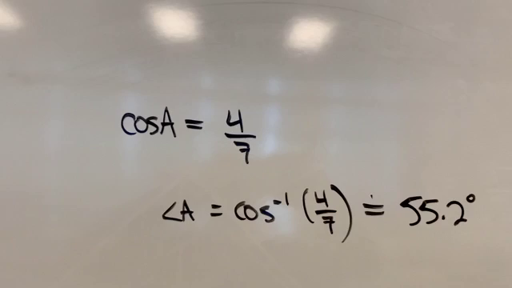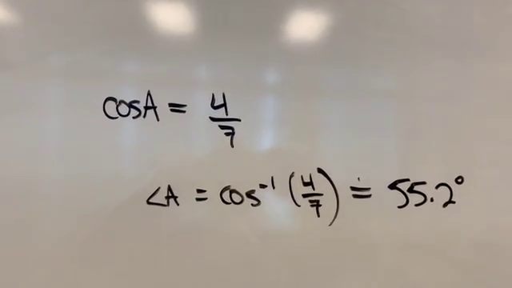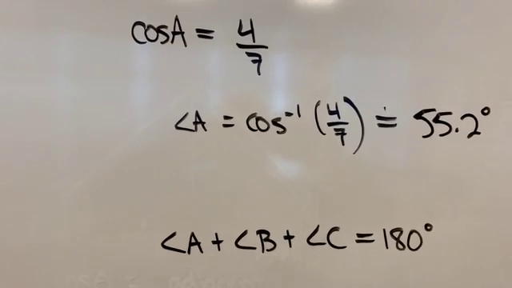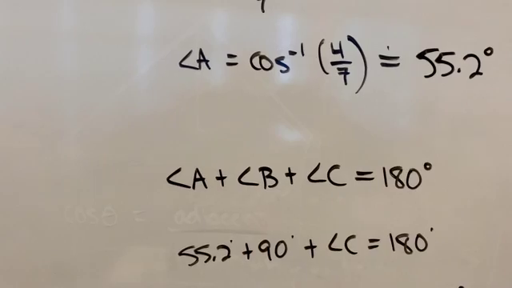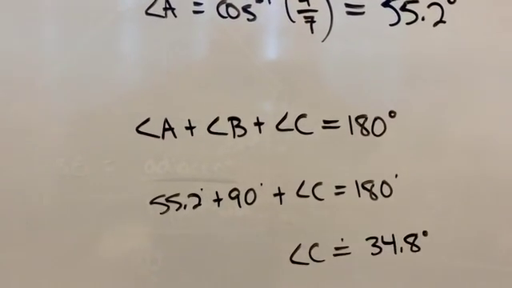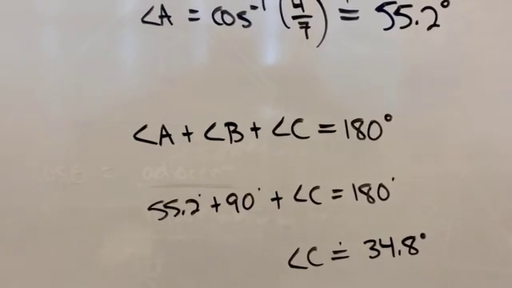Now I have two choices of how I find angle C. One would be to just say, oh well, the angles had better add up to 180. And so I know two of them, 55.2 and 90, and so I find the missing angle, and it's 34.8 degrees. So that's a no trig ratio necessary way.